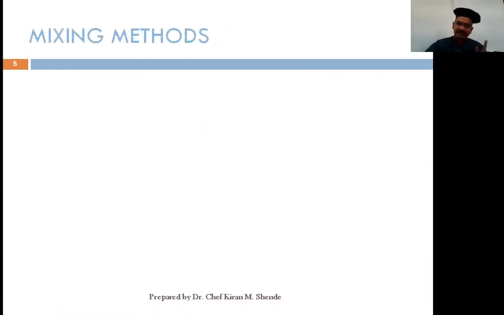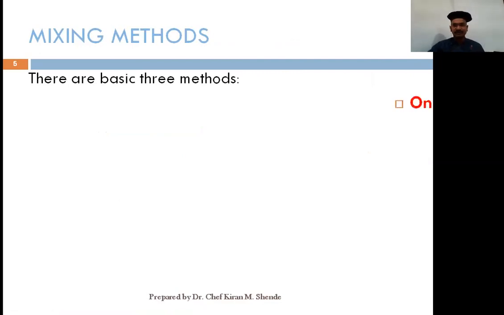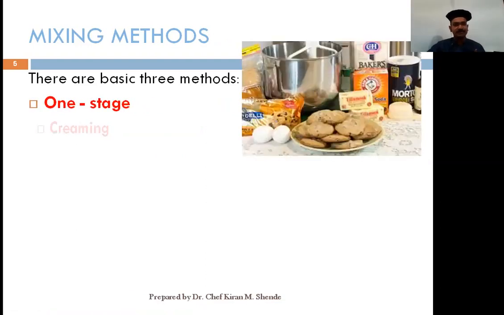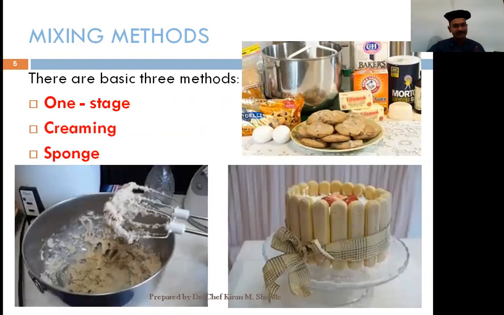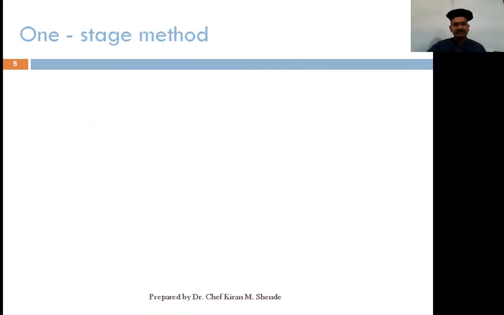Let us start with our first objective, that is basic methods of cookie making. Basically, there are three methods of cookie making. Method number one, one stage method. Method number two, a creaming method. Method number three, a sponge method. Let us take these methods one by one.